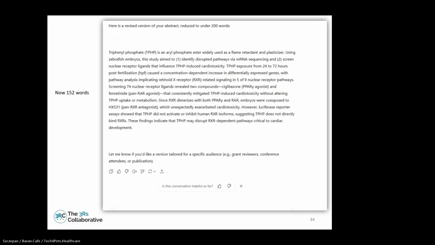Here, now it did 152. So, what I did is read through, make sure the main points are still there. But one thing is, that's actually kind of a lot shorter than I wanted. I told it 200, so I ended up iterating again. So go ahead, next slide.